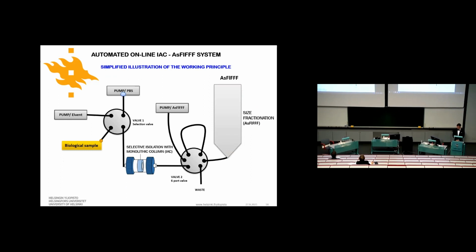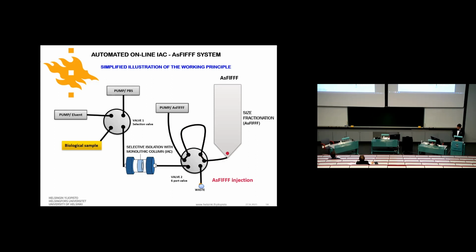Here's a simplified illustration of how this instrument works. First, the biological sample is introduced into a monolithic column, and it captures the biomacromolecule. Then we wash the unwanted protein from the column. In the end, we elute the biomacromolecule from the column into the FFF channel, which in turn enters the sample automatically into the FFF injection and size fractionation.